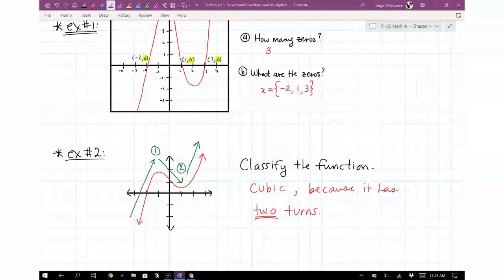Okay? So I'm just looking at something here from your homework. But yeah, so that's what you're going to have to do for those types of questions.